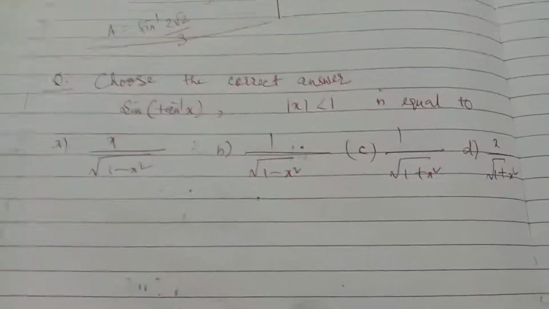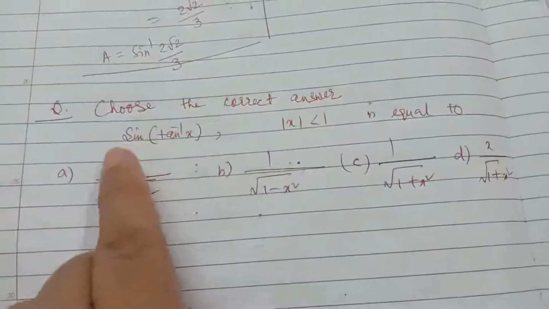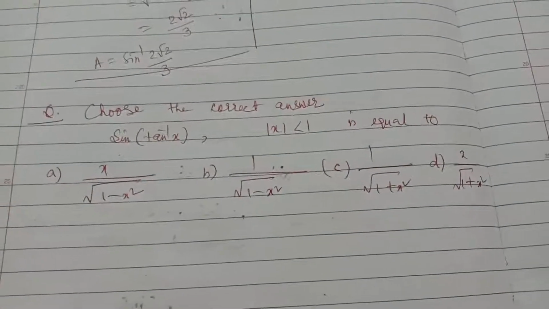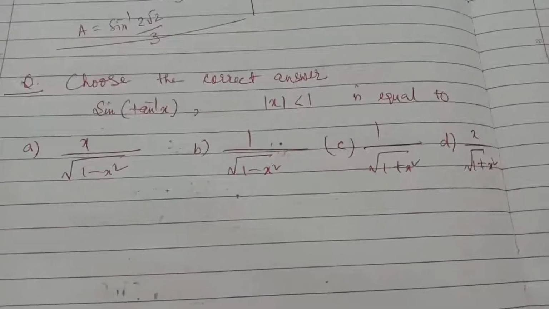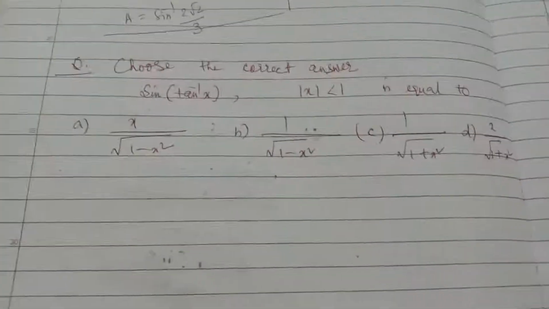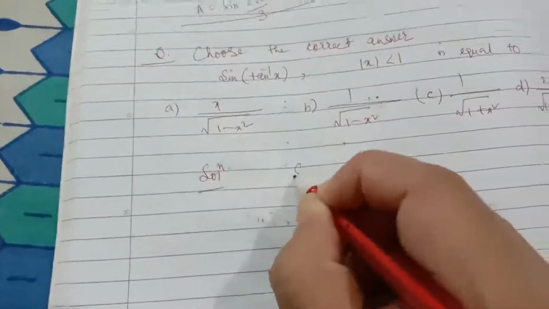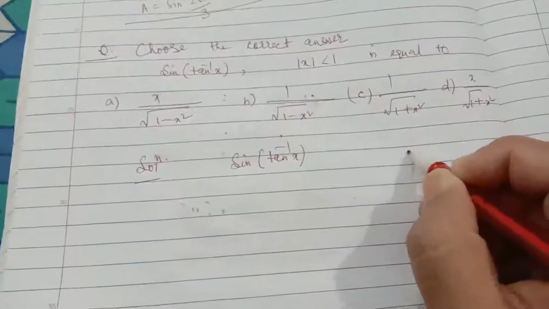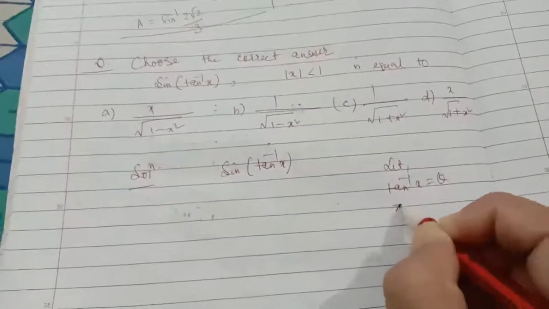Another question from NCERT book. Choose the correct answer. Sine of tan inverse of x is equal to, this is a multiple choice question. You have to find the correct answer from the options. Sine of tan inverse of x equal to which one? Let us start with sine of tan inverse of x, and let us assume tan inverse of x equal to theta. So x will be tan theta.